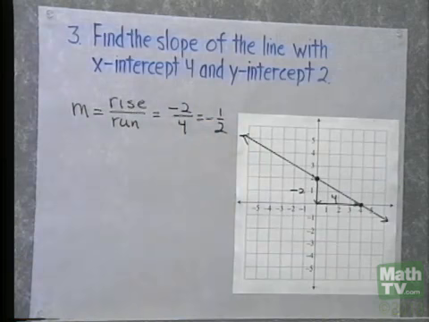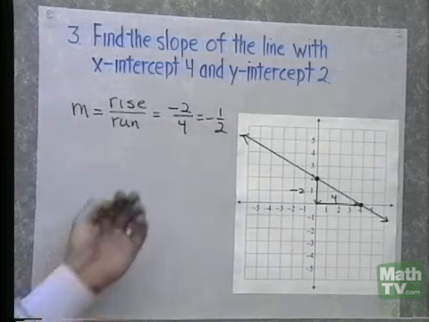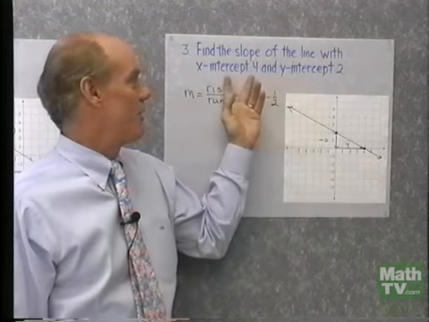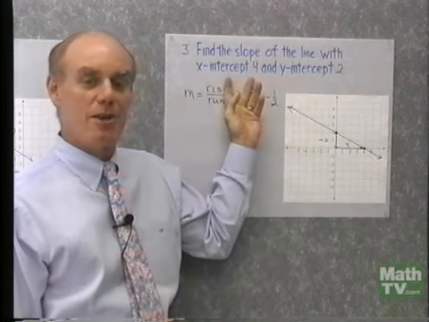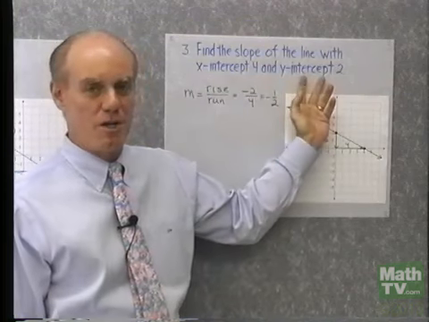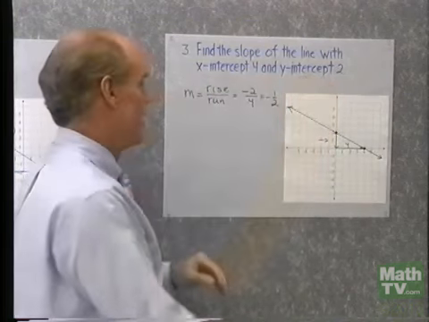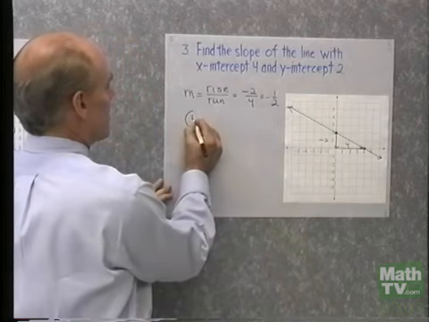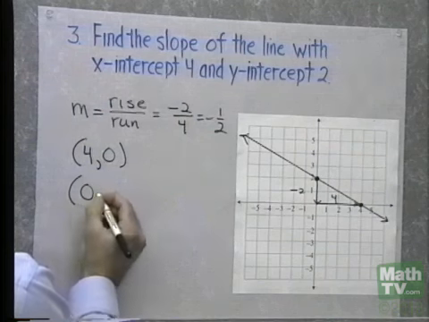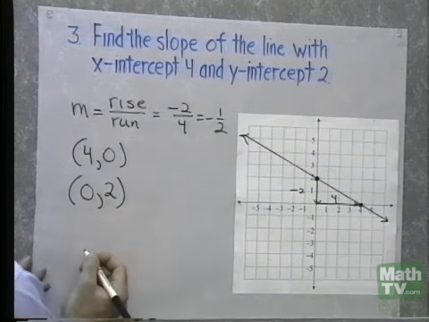Now, what I want to do is the same problem algebraically. So to do it algebraically, I need the coordinates of 2 points on the graph. Well, if my x-intercept is 4, then the point (4, 0) is on the graph. If my y-intercept is 2, then the point (0, 2) is on the graph. So here's my 2 points: x equals 4, y equals 0, and x equals 0, y equals 2.